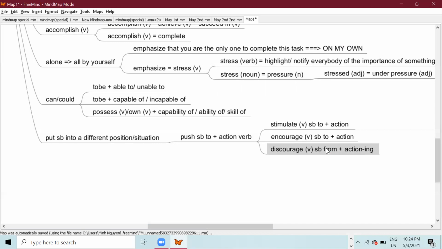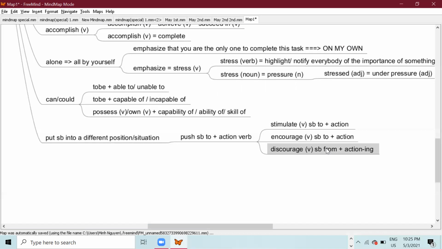Discourage somebody from doing something. So I can say that I'm going to discourage my friend from going to work abroad, maybe because, for example, I don't want him to be better than me. So when you try to discourage somebody else from doing something, it means that you do not want them to be better than you.